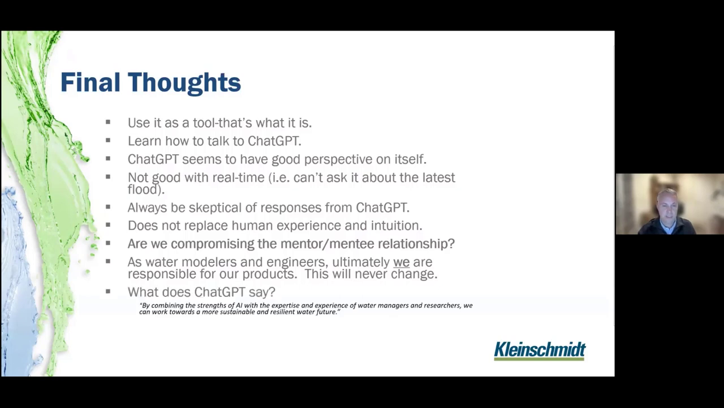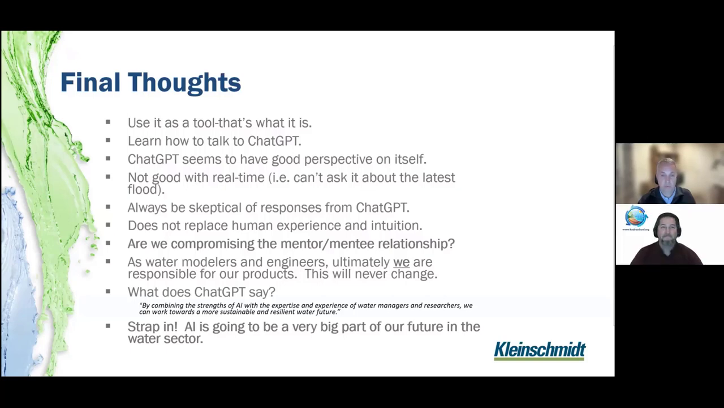What does ChatGPT say about itself working with water modelers and hydraulic engineers? Well, by combining the strengths of AI with the expertise and experience of water managers and researchers, we can work towards a more sustainable and resilient water future. That sounds great to me, and that's what I hope it turns into. Bottom line though, strap in, things are changing very quickly. AI is going to be a very big part of our future in the water sector. Thanks everybody. And Craig, back to you.